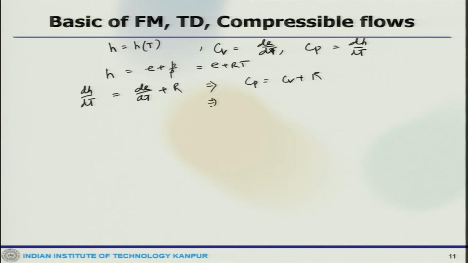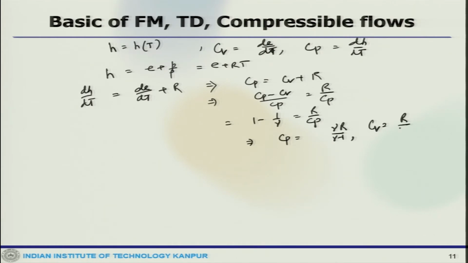So, if you divide both sides by Cp, Cp minus Cv by Cp equals R by Cp, which would be 1 minus 1/γ equals R/Cp. So, what we can get, Cp is γR/(γ−1), while Cv is R/(γ−1).